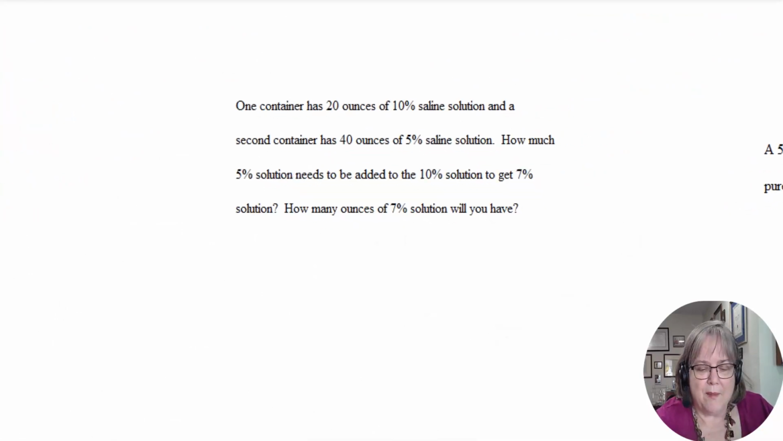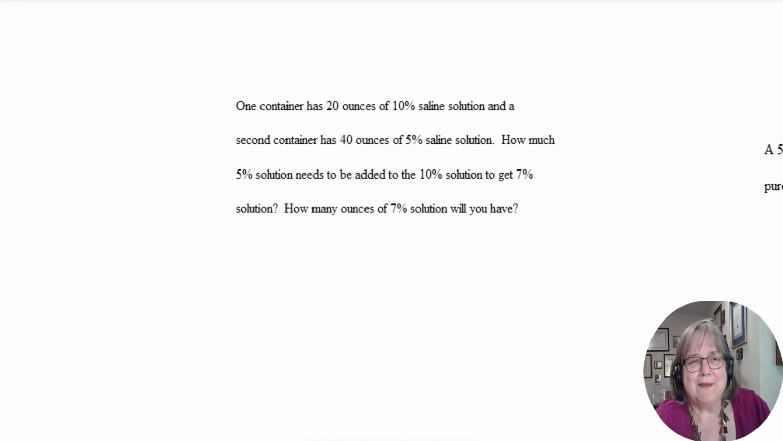this is the last type, okay, for this part of story problems for this video series. These are what I call mixture problems. A lot of books call them mixture problems. And it says one container has 20 ounces of 10% saline solution and a second container has 40 ounces of 5% saline solution. How much 5% solution needs to be added to the 10% solution to get 7% solution? How many ounces of 7% solution will you have when you get done?